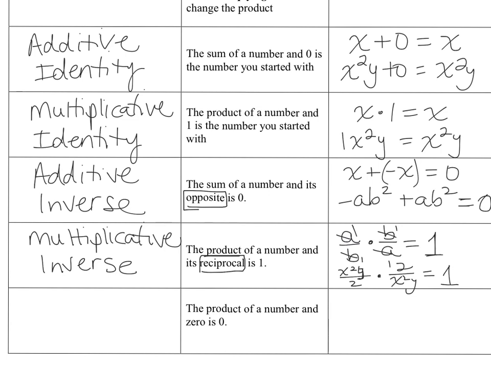All right, now the last one is pretty simple. The product of a number and 0 is always 0. This is called the multiplication property of 0.